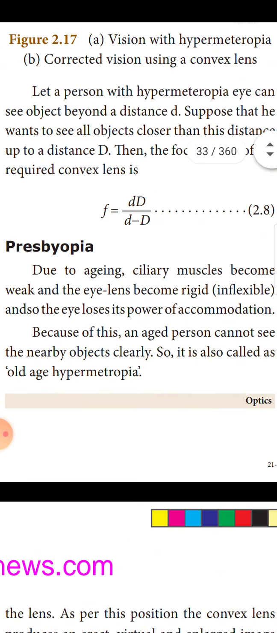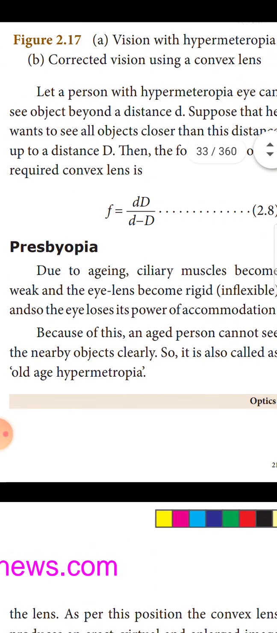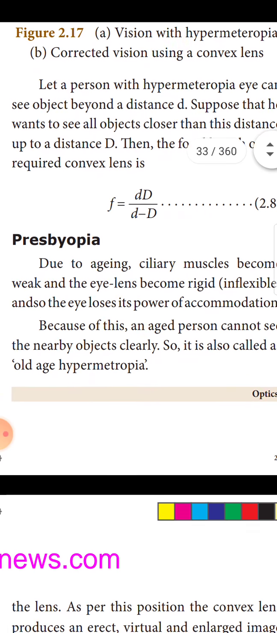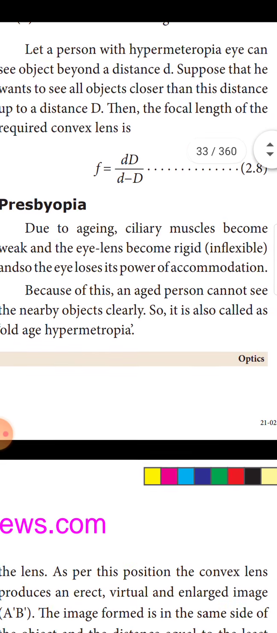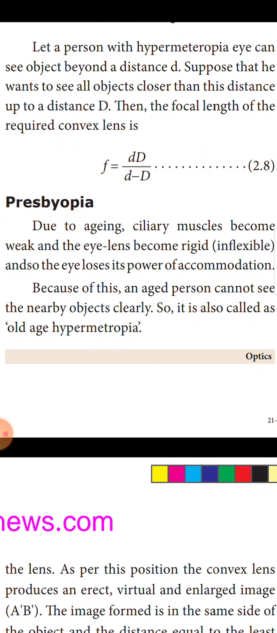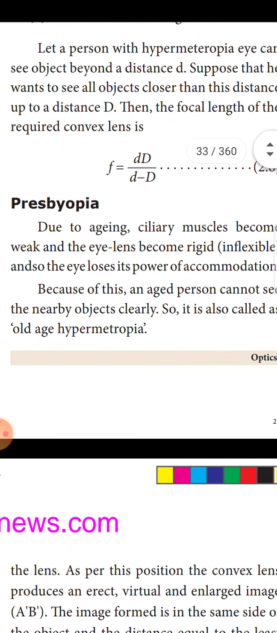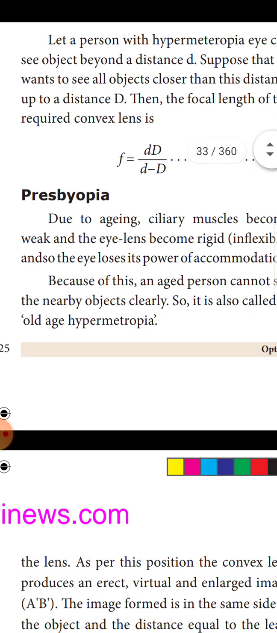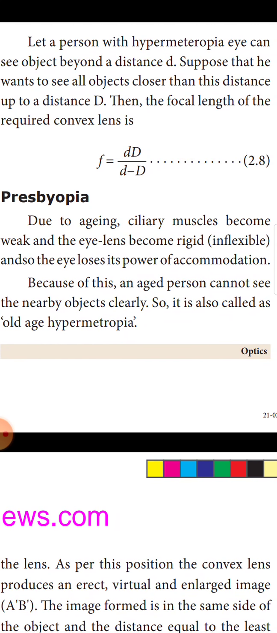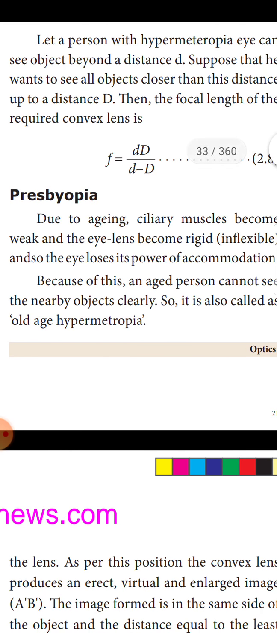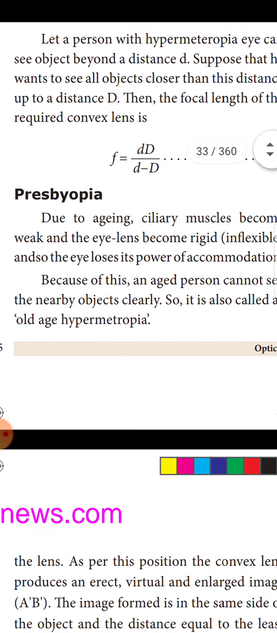Presbyopia: due to aging, the ciliary muscles become weak and the eye lens becomes rigid and inflexible, so the eye loses its power of accommodation. Because of this, the aged person cannot see nearby objects clearly, so it is also called old age hypermetropia.